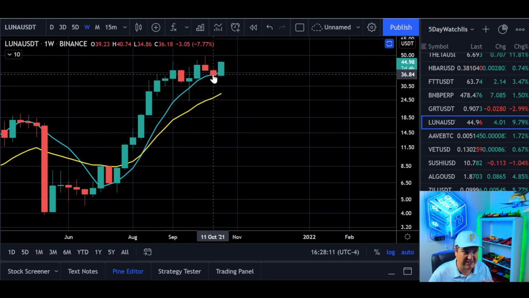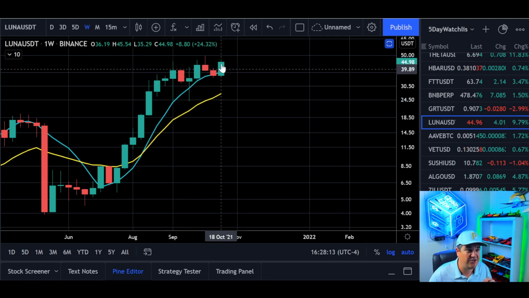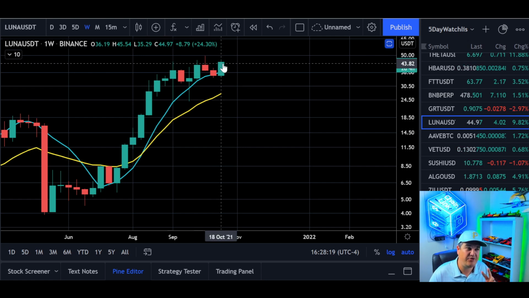So far, we got a little sketchy right back in here last week, right? So this is a nice candle recovery right here. So as long as we close back up here, I like to have two candles to confirm a break.